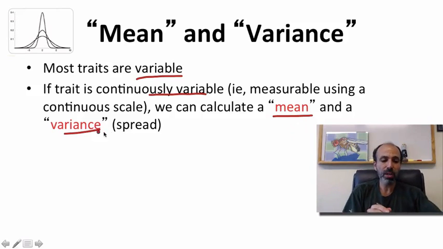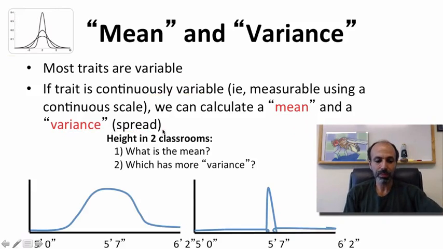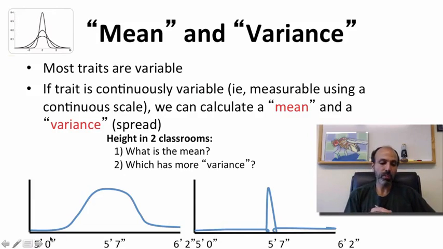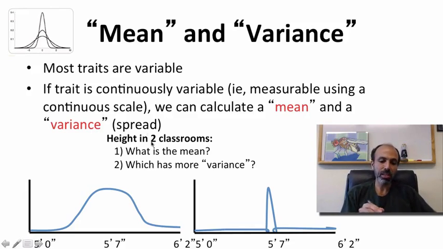Many of you are familiar with variance in the context of just thinking of it as the spread of values. I can depict this. Let's say you're looking at height in the classroom. This is 5 foot 0 to 6 foot 2. This is 5 foot 0 to 6 foot 2. What is the mean? In both of these classrooms, it looks like the mean is right below 5 foot 7. In contrast, which one has more variance? If we think of variance just as spread, we see the graph on the left has a lot more variance in height than the one on the right, where basically everybody is 5 foot 7.